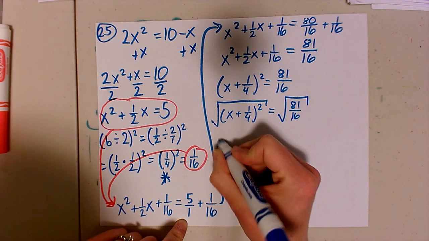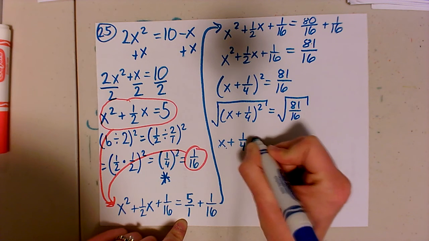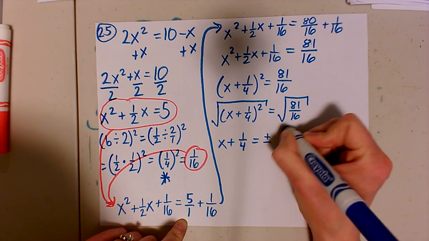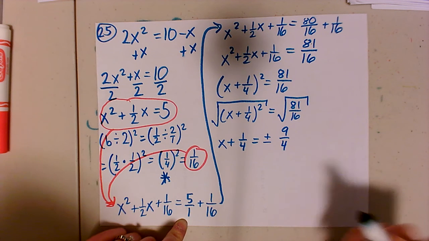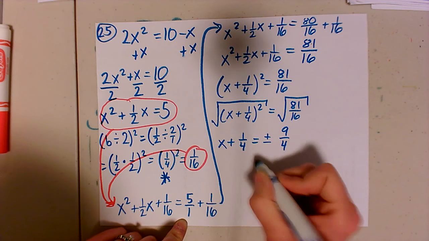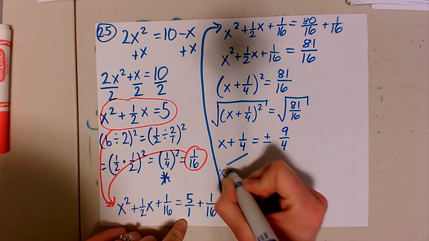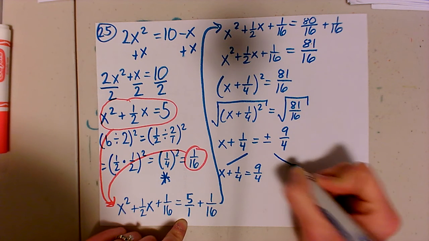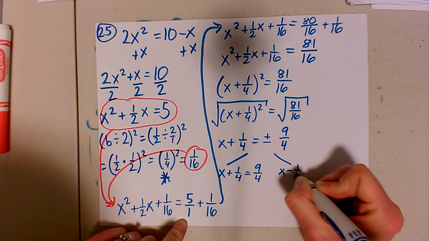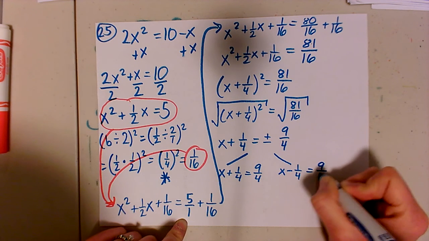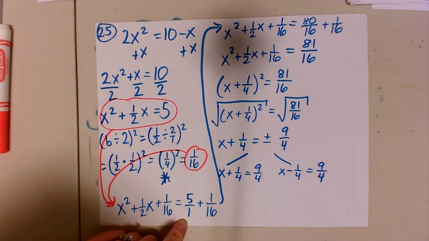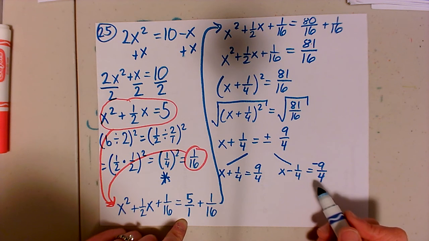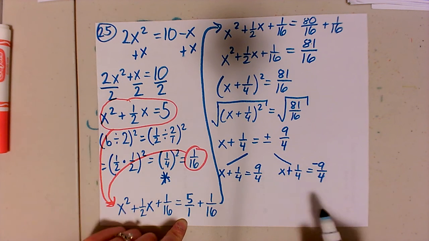Alright, and so the square root of the left is just x plus 1 over 4, and then the square root of the right is going to be plus or minus 9 over 4. So let's see, we'll turn this into two equations. I'll have x plus 1 over 4 is a positive 9 over 4, and x plus 1 over 4 is also a negative 9 over 4. So positive version, negative version.